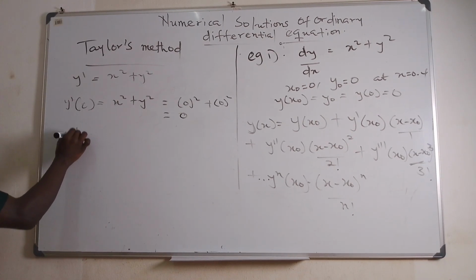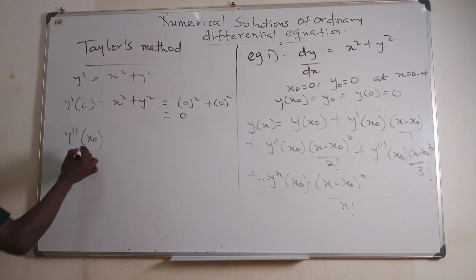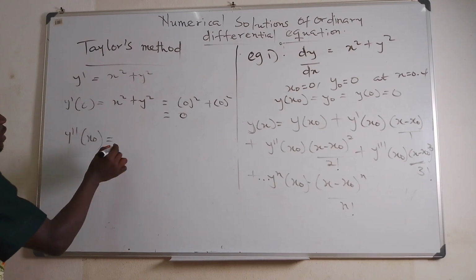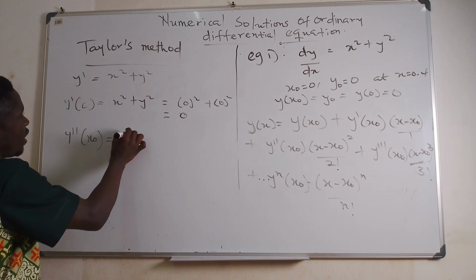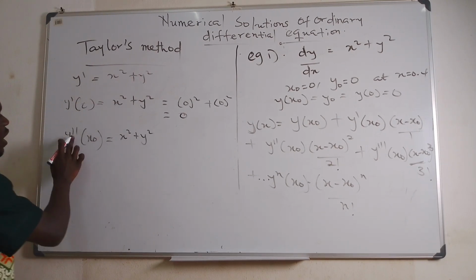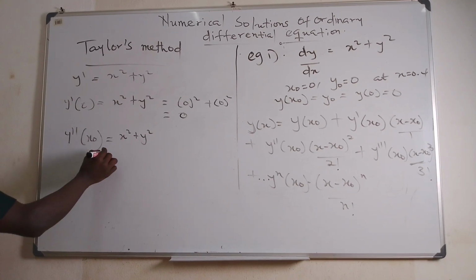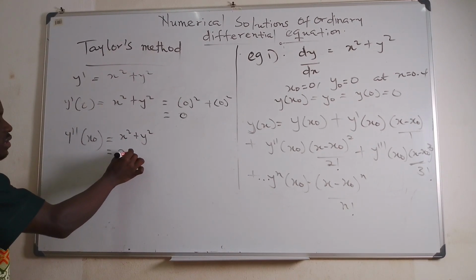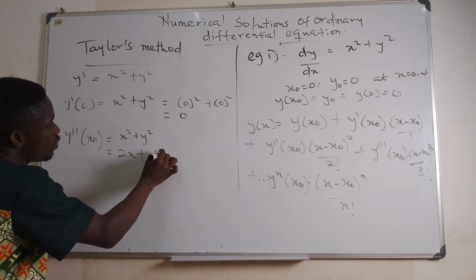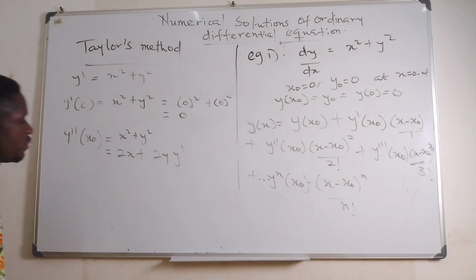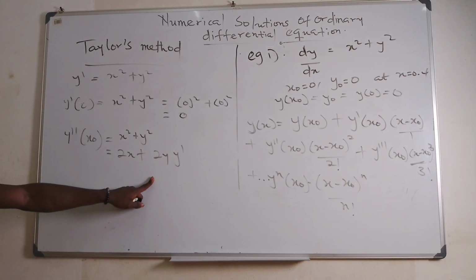Now y prime prime of x naught is giving us, we're having x squared plus y squared. So y prime prime means that we are to differentiate this again. When you differentiate this, we are getting 2x plus 2y y prime. This is the result that we are going to get.